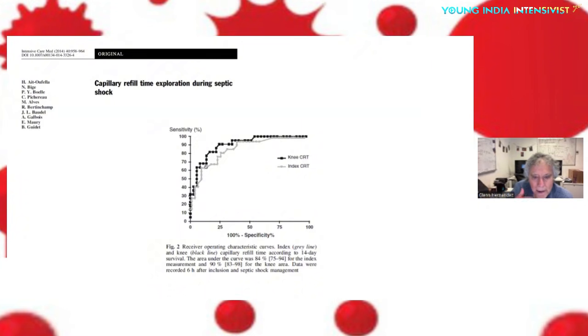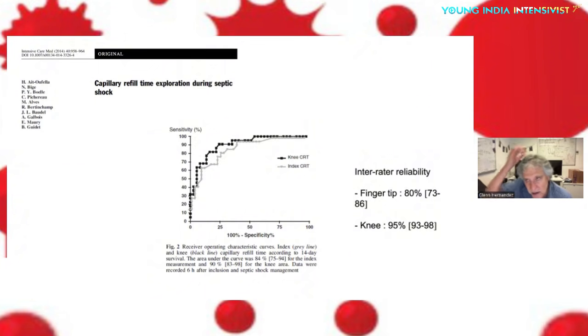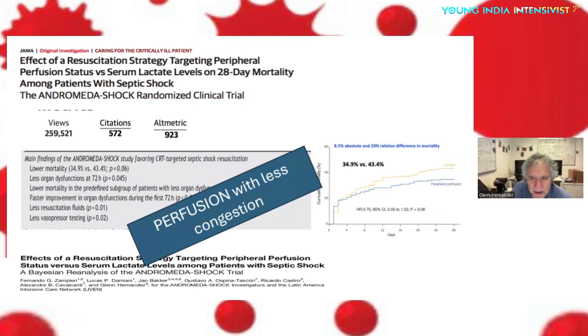And when you assess the knee, you can assess also CRT in the knee or in the index. They show a pretty nice correlation. And the inter-rater reliability is 80, 95%, etc. So, you see, it is strongly acceptable, I would say. And when you use a standardized way, you can, of course, get a standardized, reliable assessment between observers.